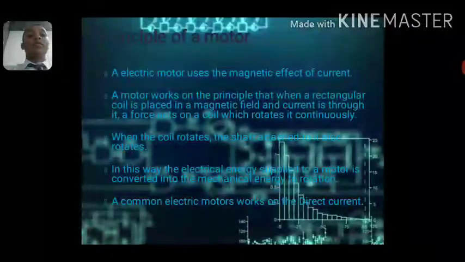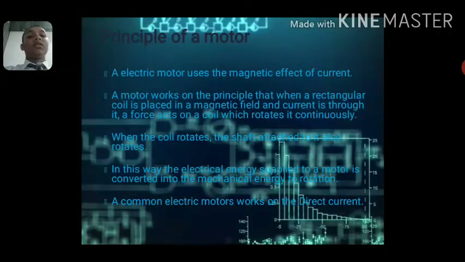Let me see the principle of the motor. An electric motor uses the magnetic effect of current. A motor works on the principle that when a rectangular coil is placed in a magnetic field and current is passed through it, a force acts on the coil which rotates it continuously. When the coil rotates, the shaft attached to it also rotates. In this way, the electrical energy supplied to the motor is converted into mechanical energy of rotation. A common electric motor works on direct current.